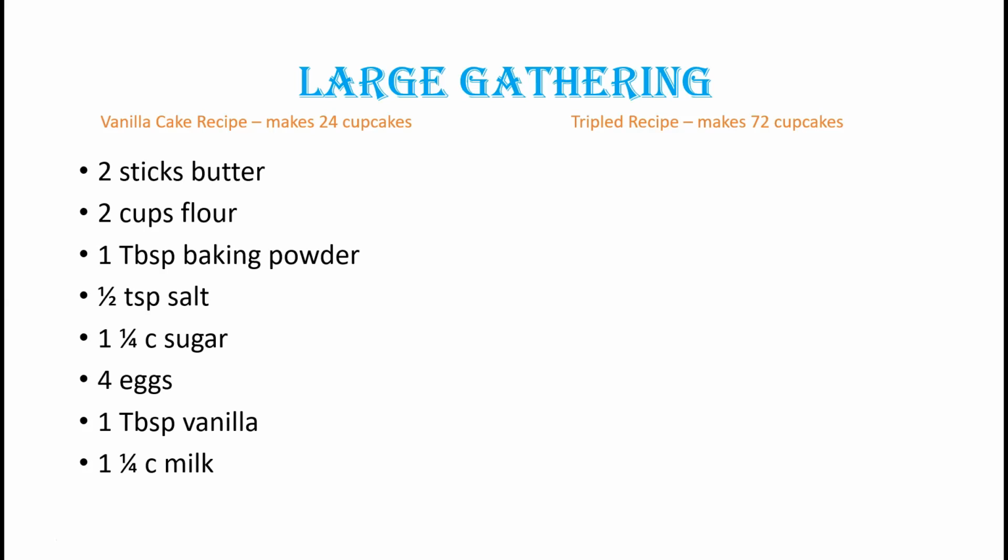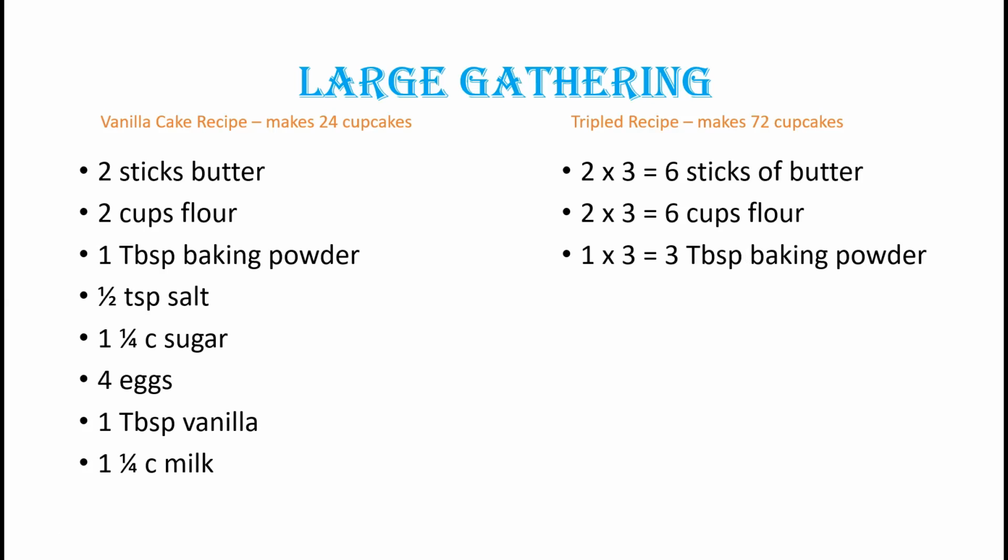Now I have to tell you, making the recipe bigger is definitely much easier than the next thing we're going to do, which is shrink it. So, taking your recipe, we've got 2 sticks of butter. Times 3, that means we need 6 sticks of butter. 2 cups of flour times 3, we need 6 cups of flour. So far easy, right? 1 tablespoon times 3 is 3 tablespoons of baking powder.